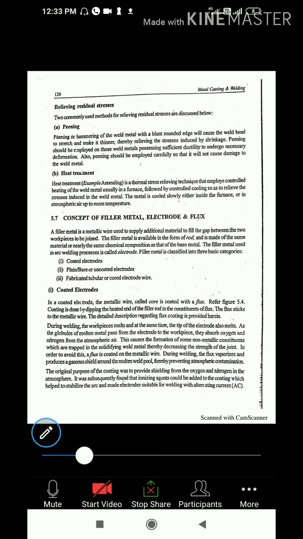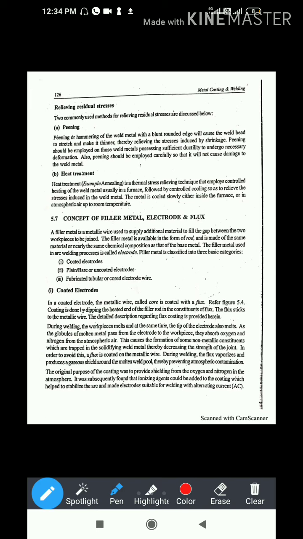Now today we'll go with a fresh topic, that is the concepts of filler metal, electrodes and the flux. Now there are three types of electrodes which are normally used in welding. So far, from module number 4 and module number 5, you have studied what is an electrode and what is the filler metal. Now we'll study in some more detail regarding that.